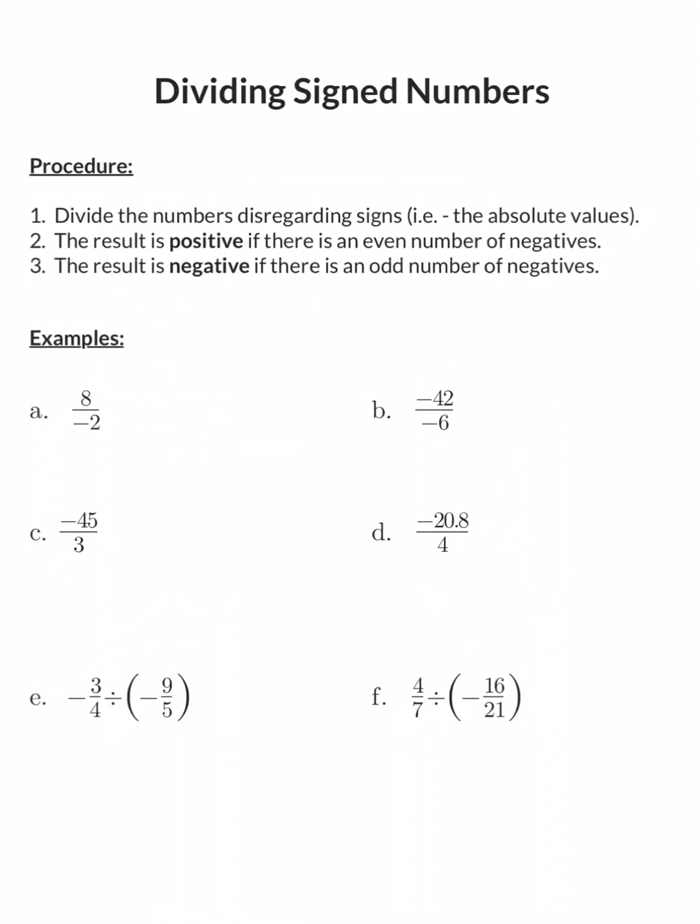So similar to multiplication, what we want to do is divide the numbers disregarding the signs. And then from there, determining the sign of the answer is just like multiplication. If you have an even number of negatives, the result will be positive. If there is an odd number of negatives, the result will be negative. So let's look at some examples.